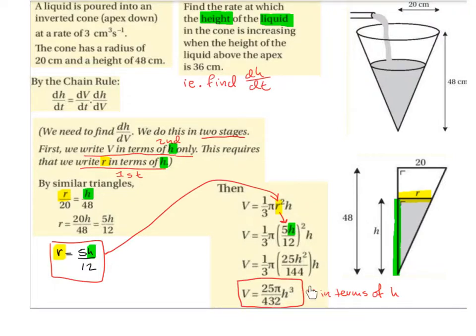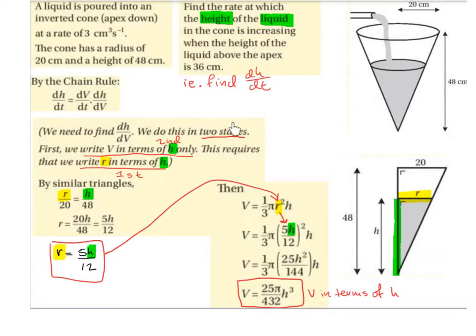So now we have V in terms of h. We have the volume in terms of h. So let's just have a look over that again. We need to find dh/dV. So we need to find the rate of change of h with respect to the volume. So, differentiate h with respect to V.